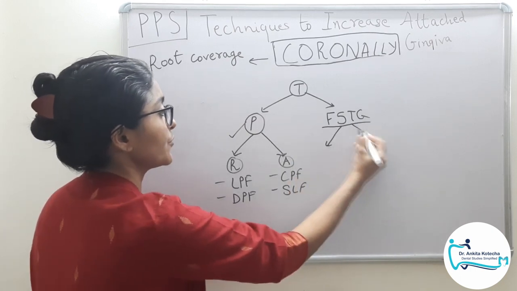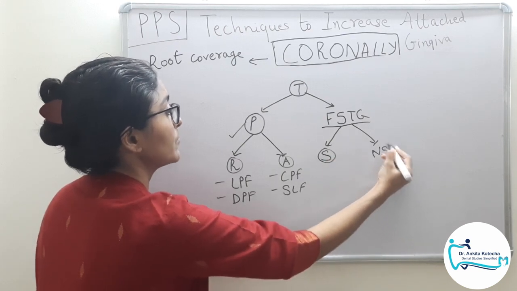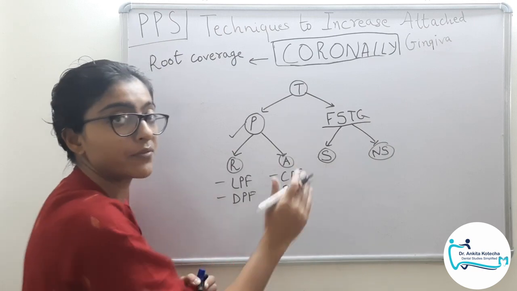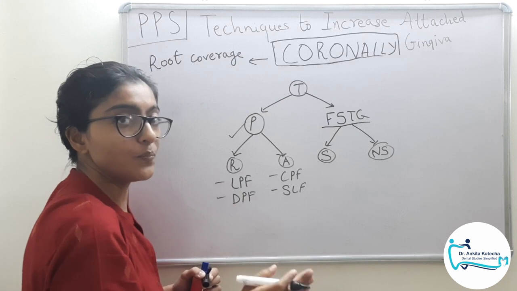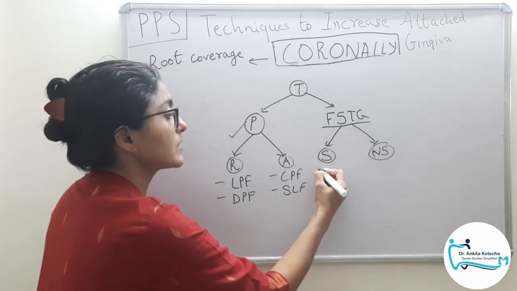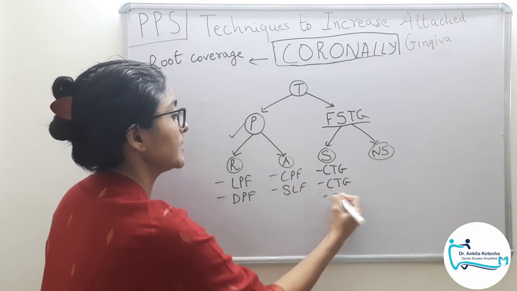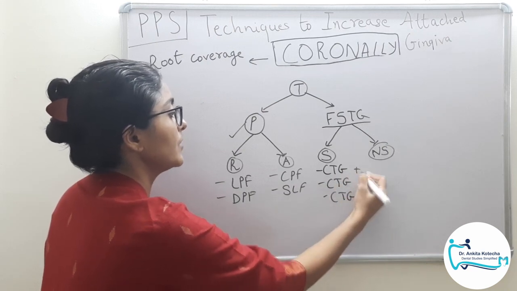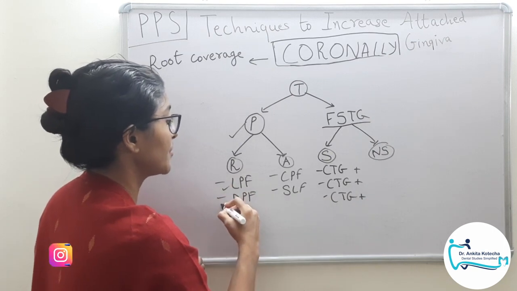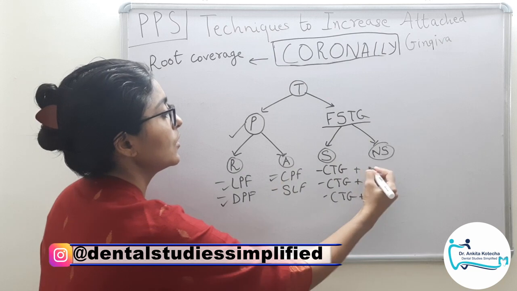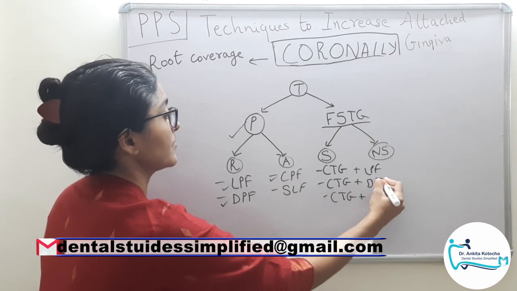Under free soft tissue grafts we have submerged grafts and non-submerged grafts. Submerged grafts refers to connective tissue grafts and non-submerged grafts refers to gingival grafts. Under submerged grafts we have obviously connective tissue graft utilized in combination with any of the previously discussed techniques, that is either laterally positioned flap, double papilla flap or coronally positioned flap. This is the submerged graft technique.